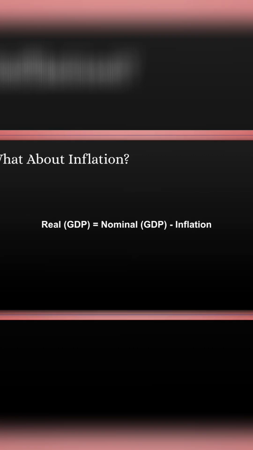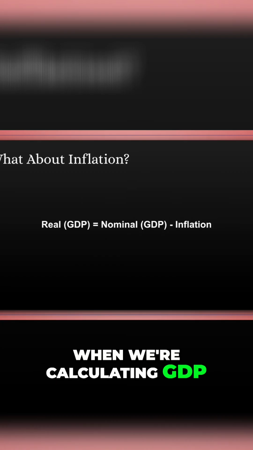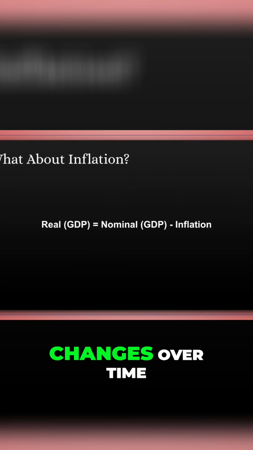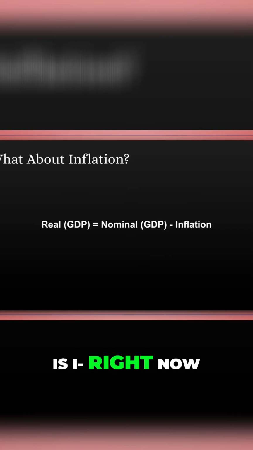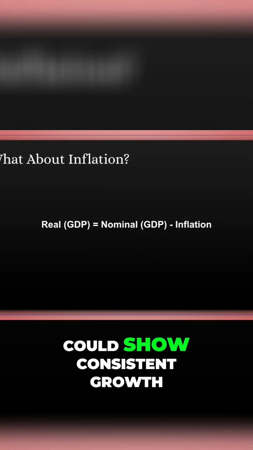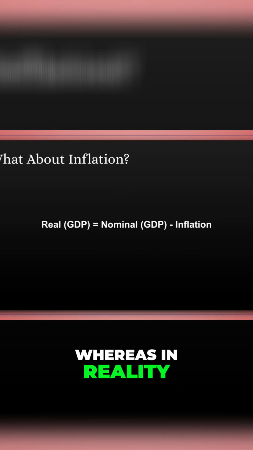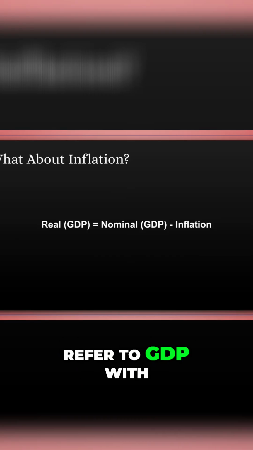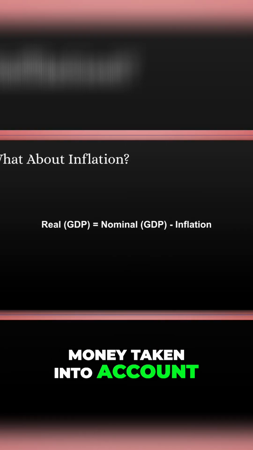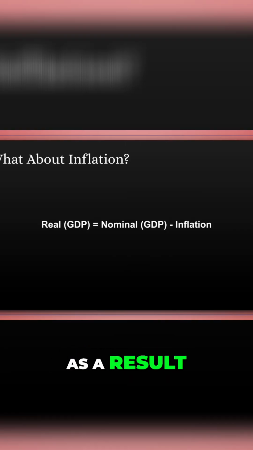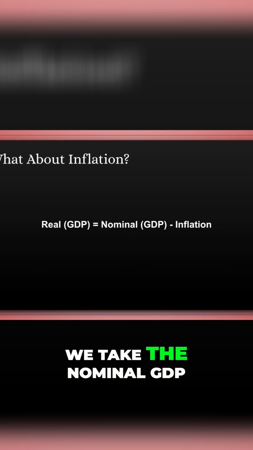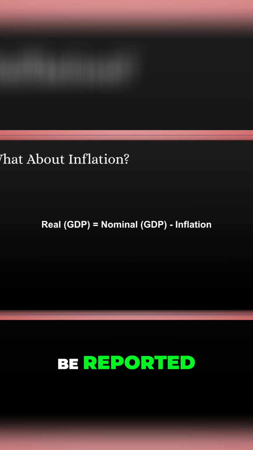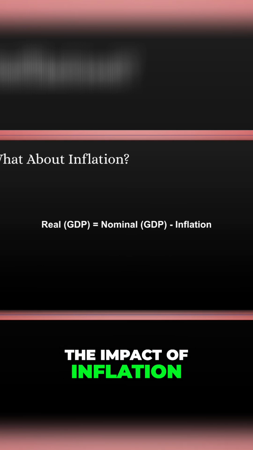So, inflation. When we're calculating GDP, as we learned earlier, the value of money changes over time. Money in the future is not worth the same as it is right now. As a result, GDP numbers, without being deflated, could show consistent growth, whereas in reality, the real GDP, which is what we refer to as GDP with the time value of money taken into account, could be decreasing. As a result, to calculate the real GDP of a country, we take the nominal GDP, which is what would be reported, and we take away the impact of inflation.